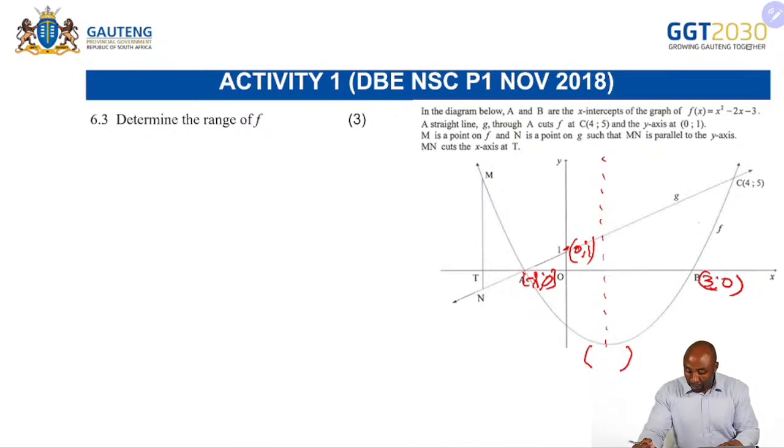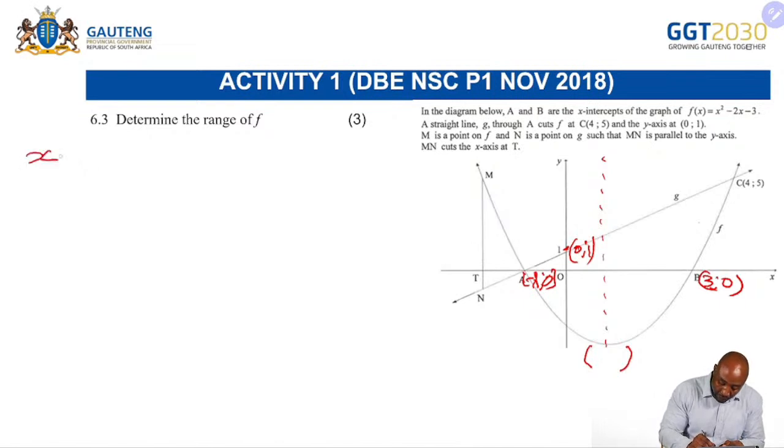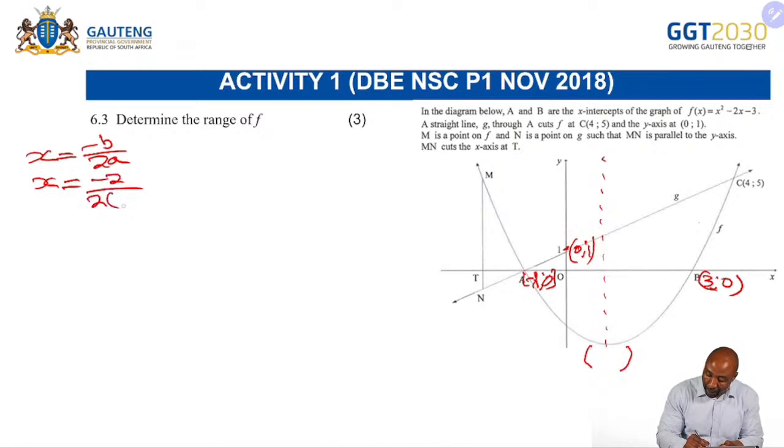Now, how do I get the coordinates of the turning point? Once I get the coordinates of the turning point, I'll have the y value at the turning point, which will give me the minimum value there. The easiest way to get the equation of the axis of symmetry is to use -b over 2a. I substitute my b as -2 and my a as 1, and that will give my x as -b, so it's negative of -2 over 2 times 1, and that will give us +1.